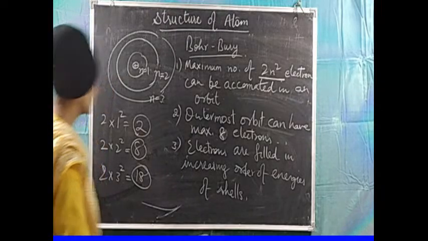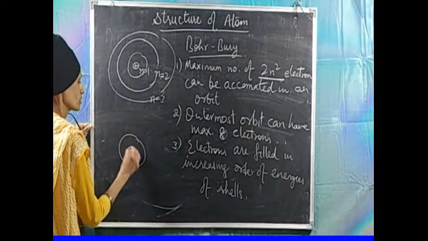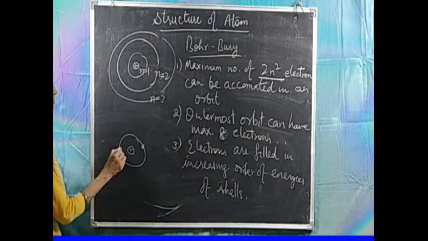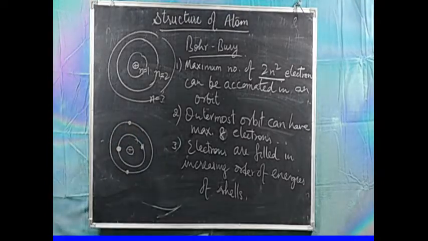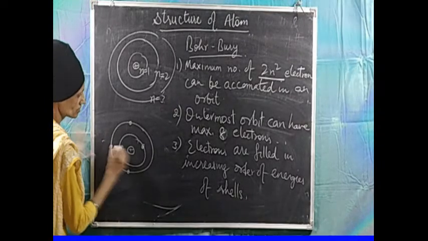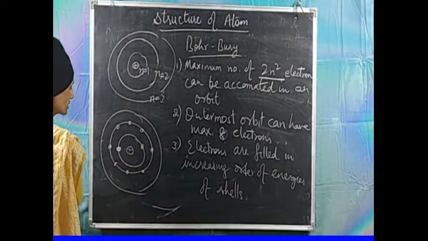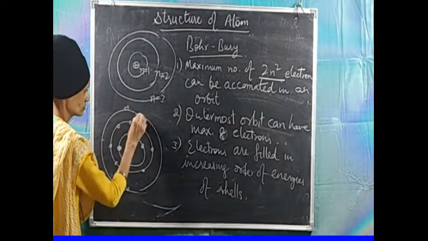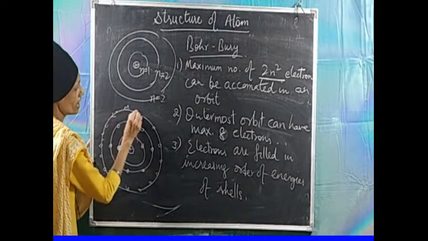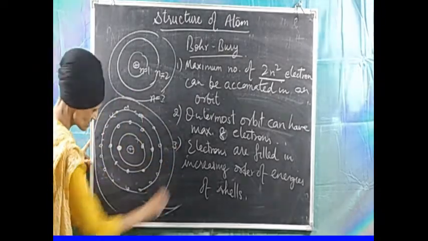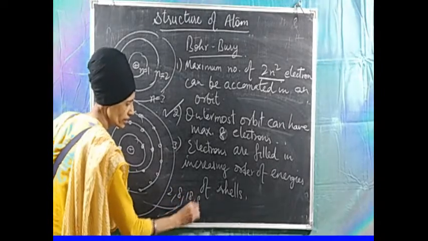And if an atom has 4 shells, the first shell can have 2 electrons, the second can have 8 electrons, then the third can have 18 electrons, and if the fourth shell is the last shell, it can have a maximum of 8 electrons. That means 2, 8, 18, 8 again.